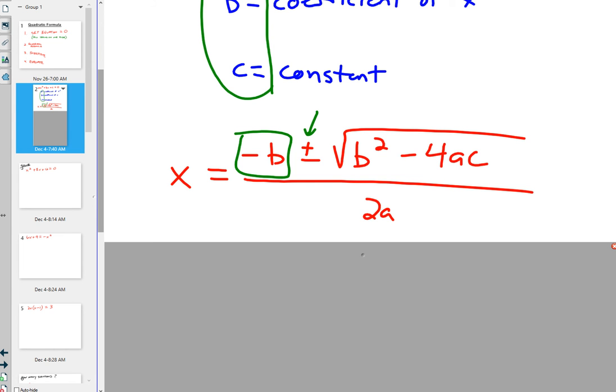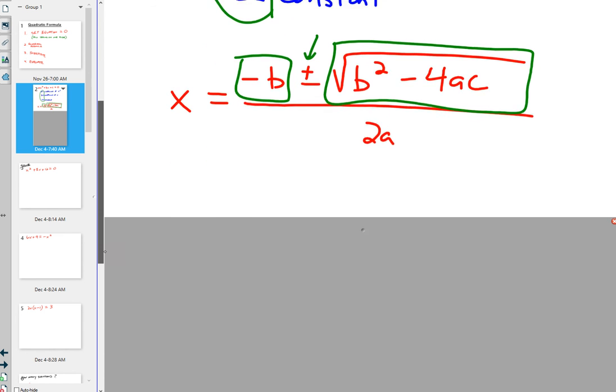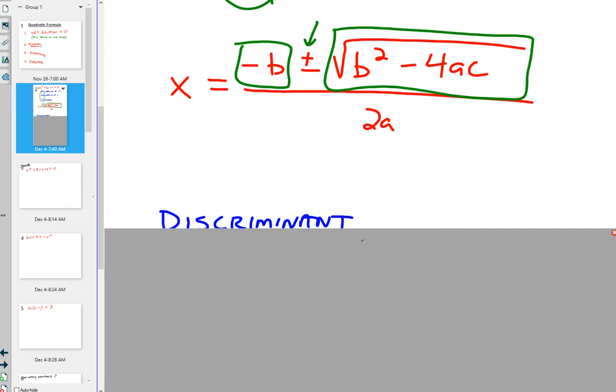Then comes this square root that has a b squared minus 4ac. That's what we're going to spend the most time talking about, including at the bottom of this slide. And then over 2a. So break it into different pieces, study those pieces, make sure you memorize it. I seriously doubt I'm going to write that on the test.